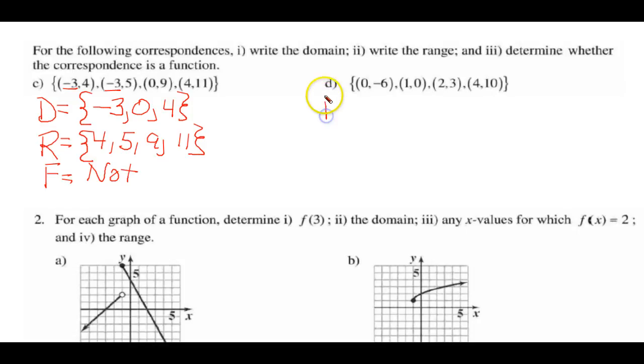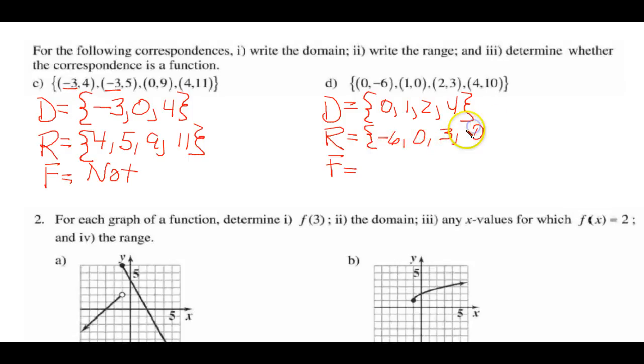And in here, setting it up the same way, and this is what we'd like you to show in your notes. Brace 0, 1, 2, 4. -6, 0, 3, 10. Now, are the x elements repeated? No. So yes, this is a function. Just putting that for stress. It's not part of the mathematical symbols. Actually, the exclamation mark is, but we don't use it in this course. All right, let's go on.